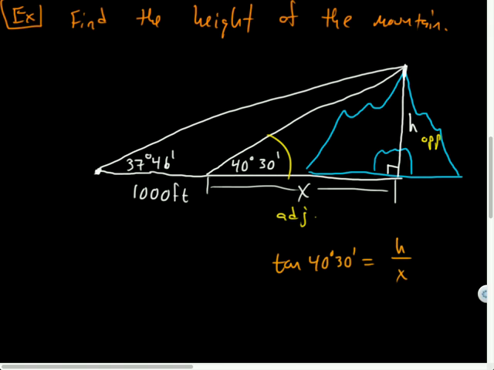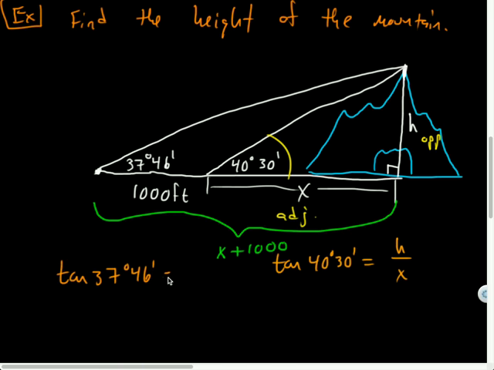Now let's write another equation from the 37 degree angle's perspective. But in order to do that, I'm going to need to know what this entire length is. How long is this? x plus 1,000. 1,000x would be if I was 1,000 x's away, which would be much further. From the 37 degree perspective, that still happens to be the opposite, and this whole thing still the adjacent. So that's going to be tangent of 37 degrees, 46 minutes equals, opposite is h, over x plus 1,000. And notice this, I have two equations and two unknowns, so I could solve this as a system of equations.